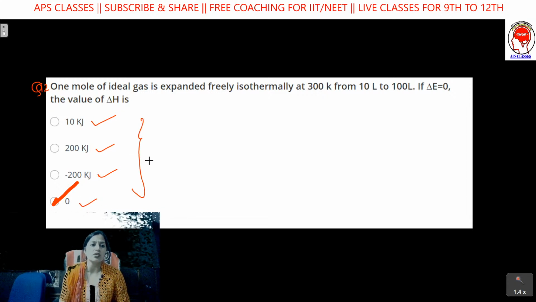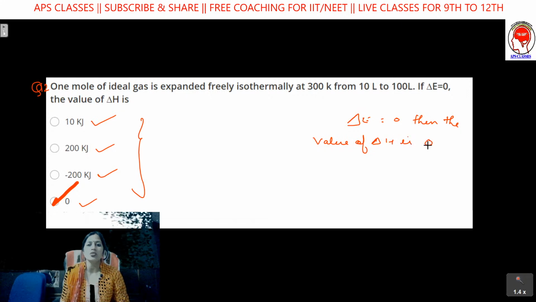So there are 4 options for the question number 12. If delta E is equal to 0, then the value of delta H is 0, because the value of delta H is not 10 kilojoule, not 200 kilojoule, and not minus 200 kilojoule. So option D is the right answer for the question number 12.